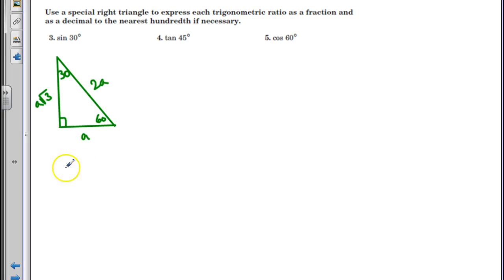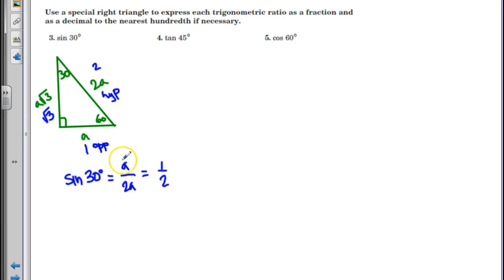All right, so we want the sine of 30 degrees. Remember, sine is opposite over hypotenuse. So we have A over 2A, or we can reduce the A's to 1/2. You can also label these triangles. We can let A be 1 and label this triangle 1, the square root of 3, and 2. That works just the same. But we can definitely reduce these and just leave it like that. Either way, the sine of 30 degrees is 1/2.